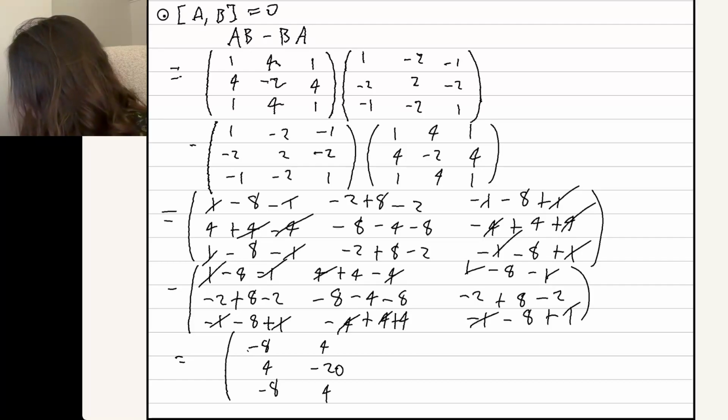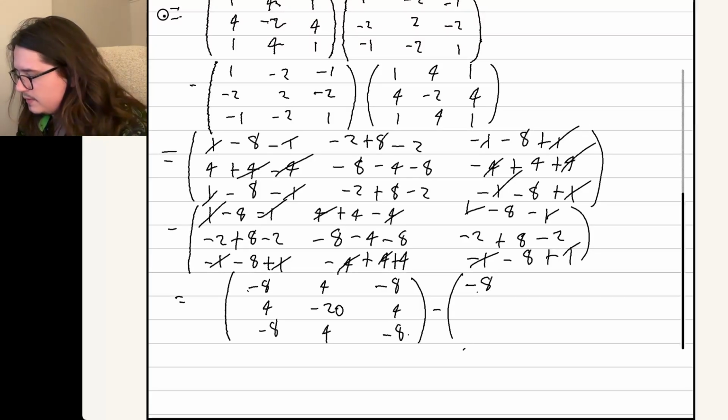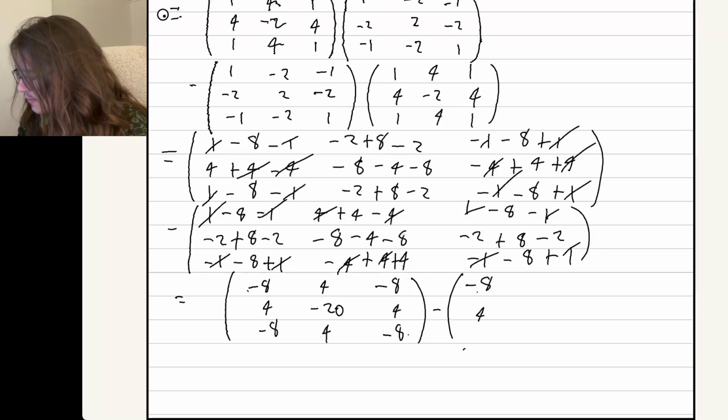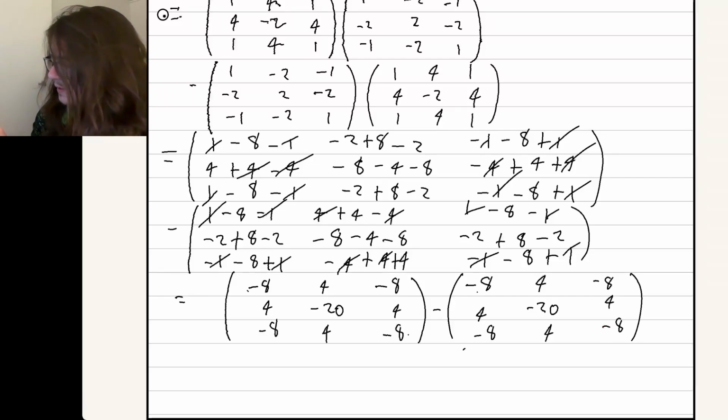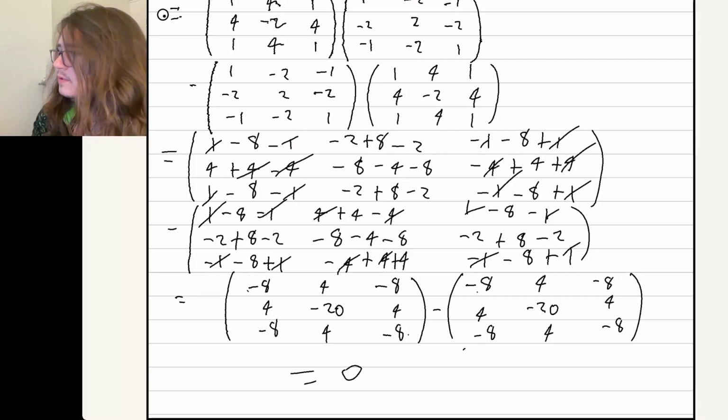And then this is 4 here again, minus 8 here, 4 here, minus 8 here, and then the second pair of matrices multiplied together is minus 8, same thing, it's just 4 here, minus 8, and then 4, and then minus 20, and then certainly that is 4, and then minus 8, then 4, and then minus 8. So yeah, that just gives you 0, so the matrices do in fact commute.